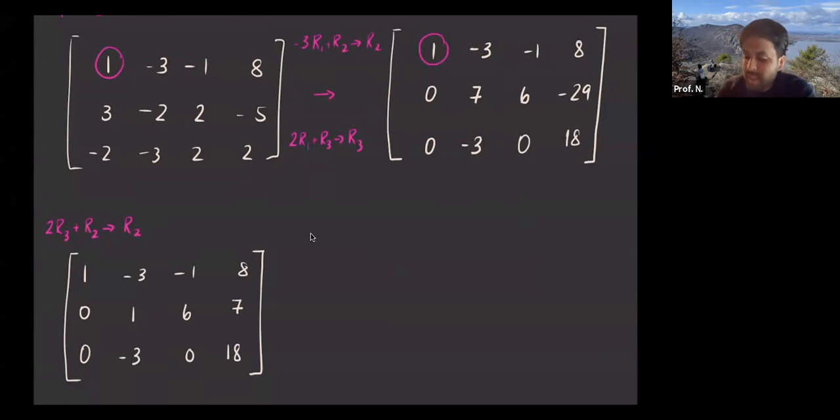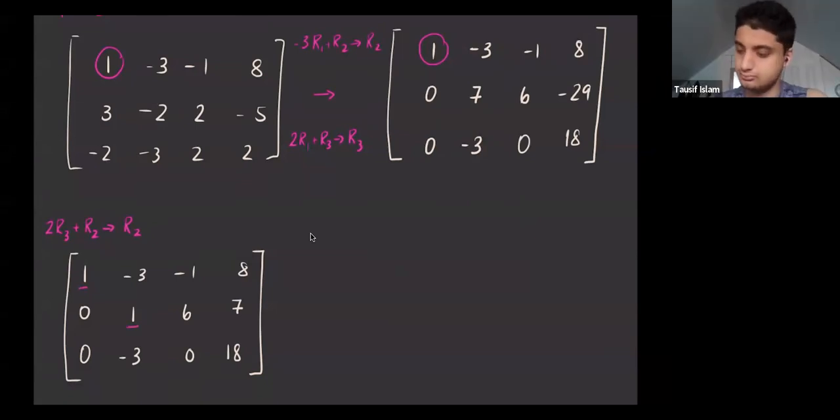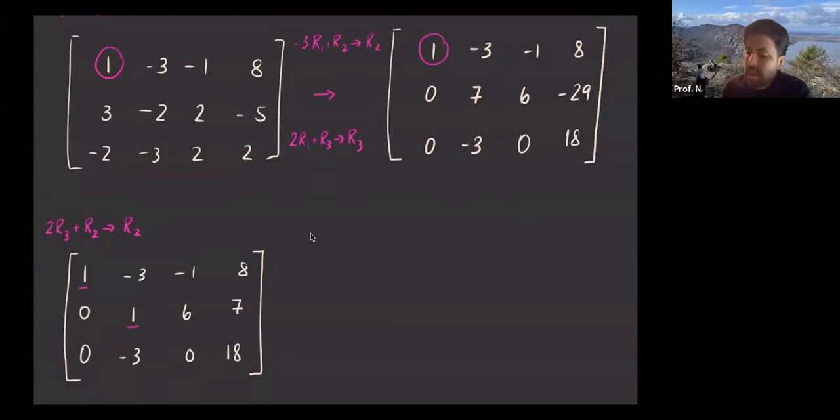Yeah, I like that way a lot better because I don't have to worry about the fractions. That's perfectly fine. So now I have that, and then I want to get rid of this guy, that -3 beneath the 1. So I need to multiply the second row by 3 and add that to the third row and make that my new third row.